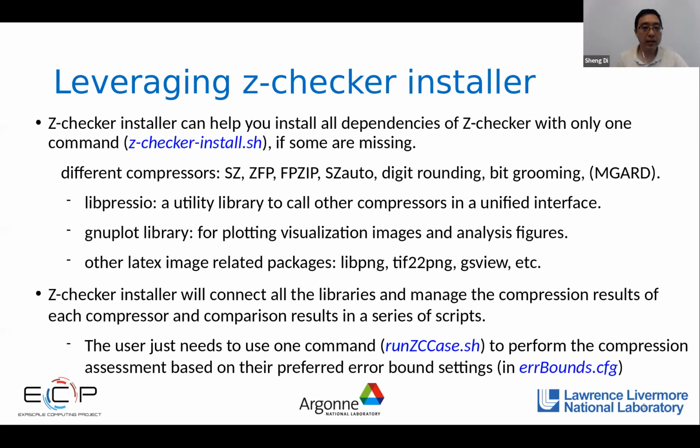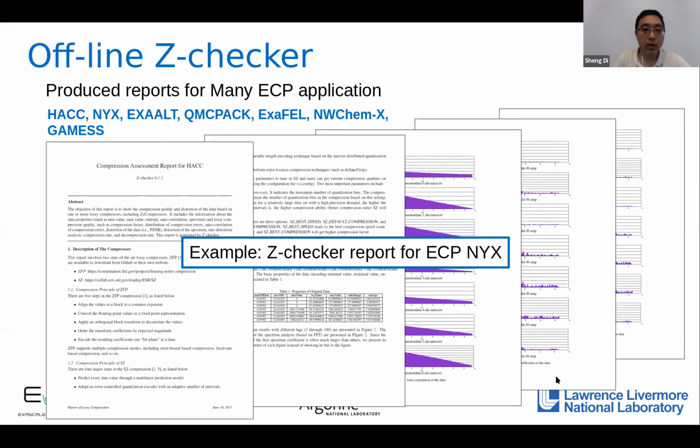Okay, as I mentioned previously, we developed Z-checker. It is very convenient for users to install Z-checker and its dependencies. The user can also just use one command, run zckeys.sh, to perform a very comprehensive analysis for the specified data files. What the user needs to do is just set the error bound they want to check in a configuration file.